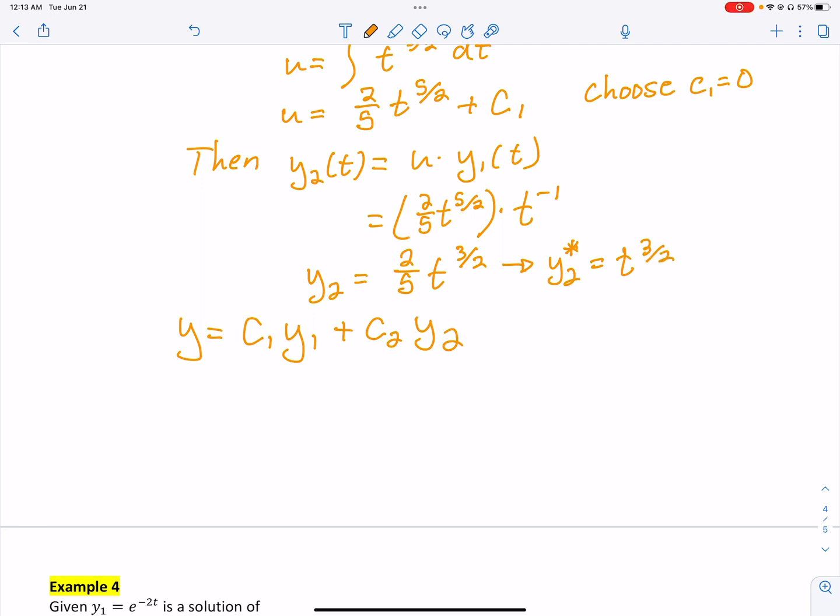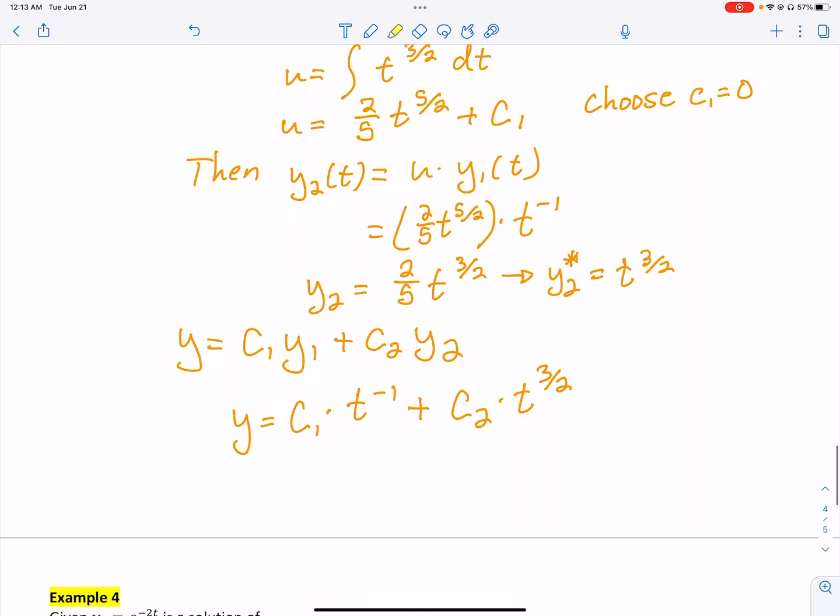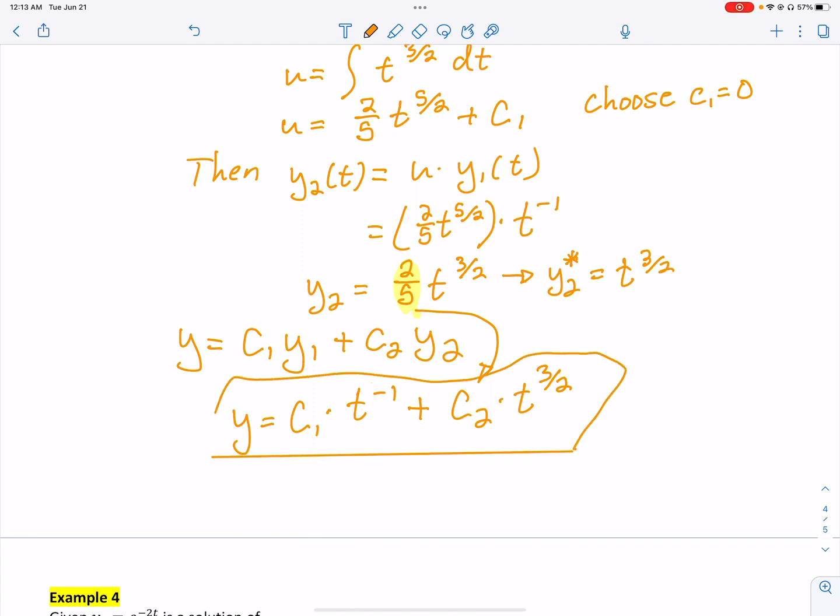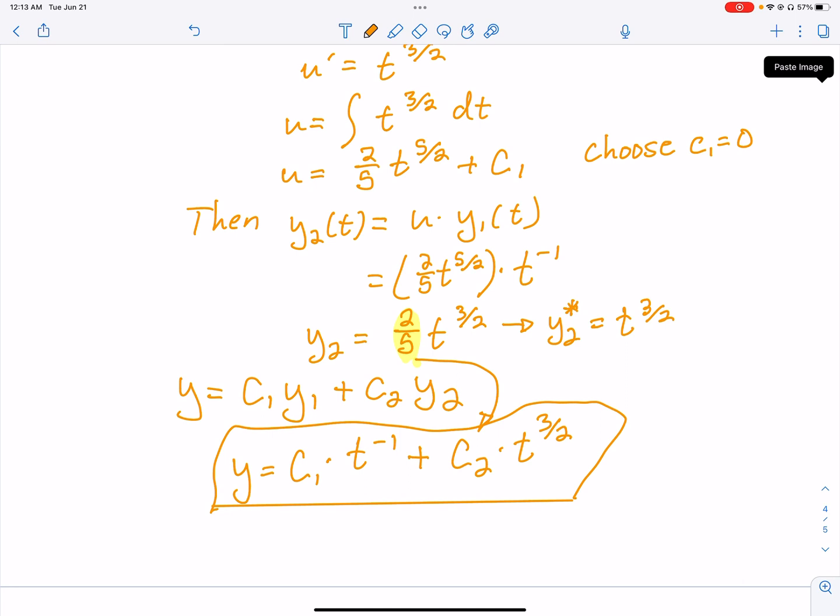And the reason I can do that is because when I write down my answer, y equals c1 times t to the negative 1, that was y sub 1, plus c2 times t to the 3 halves. If I were to take this 2/5 with me, it would just get absorbed into the constant, right? If I have a c2, a constant, times 2/5, I get a new constant. So I can drop a constant from the front if it's being multiplied, if it gets absorbed into the other constant. All right, so there's our solution.